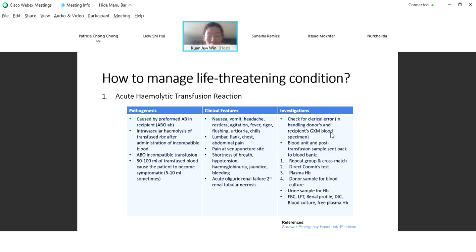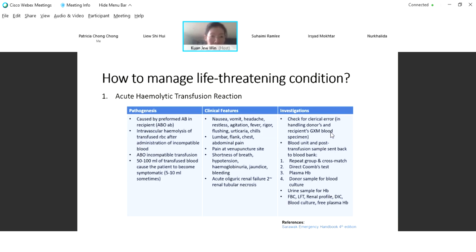So I just add a point about acute hemolytic transfusion reaction. This rarely occurs, but once it occurs, it is a catastrophe. It is a disaster, and you must remember this can happen. Hopefully it never happens in your whole life as a doctor. Hopefully, but once it happens, you have to act very quickly, and there is an extra point that you have to manage.